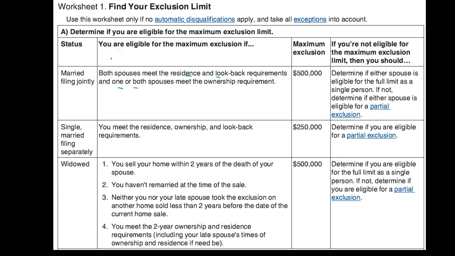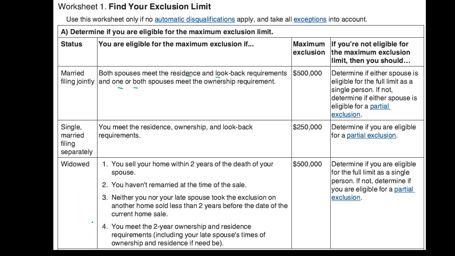You are eligible for the maximum exclusion if: 1, you sell your home within 2 years of the death of your spouse. So if we're in the widowed status, we sell the home within 2 years of the death of the spouse. 2, you haven't remarried at the time of the sale. So we're not remarried at the point in time the sale happened. 3, neither you nor your late spouse took the exclusion on another home sold less than 2 years before the date of the current home sale. So we didn't take an exclusion, or the spouse take an exclusion, in the past 2 years, similar to the look-back type of requirement.